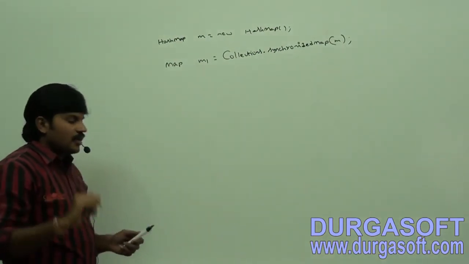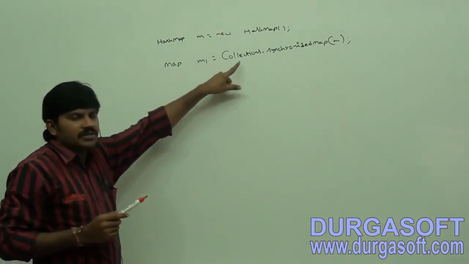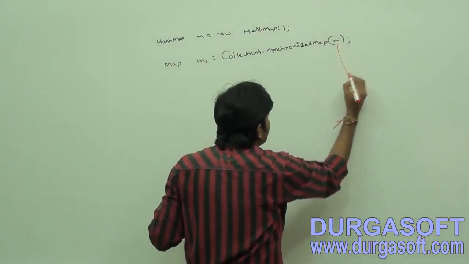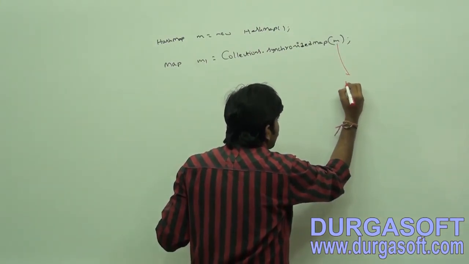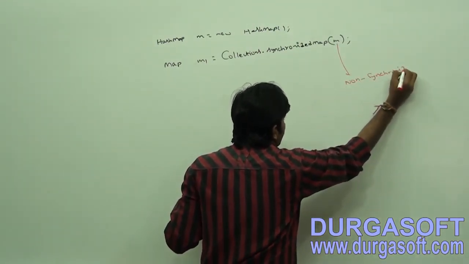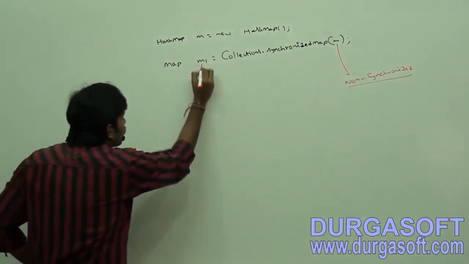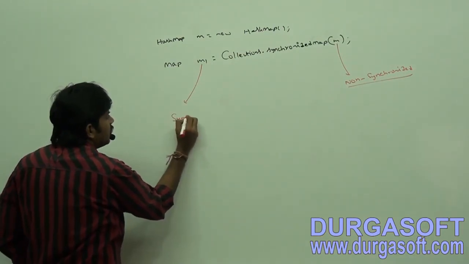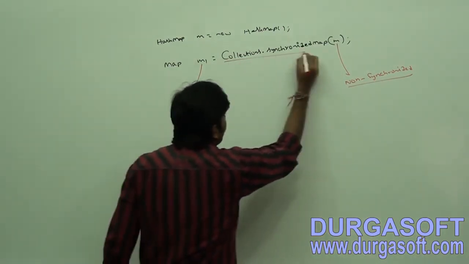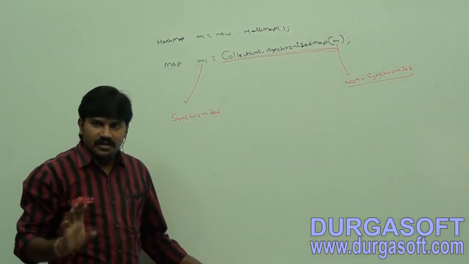Map m1 = Collections.synchronizedMap(m). This m is non-synchronized, but the resulting map we get is synchronized. And the method we have to call is the Collections.synchronizedMap method. Clear for all of you, right?